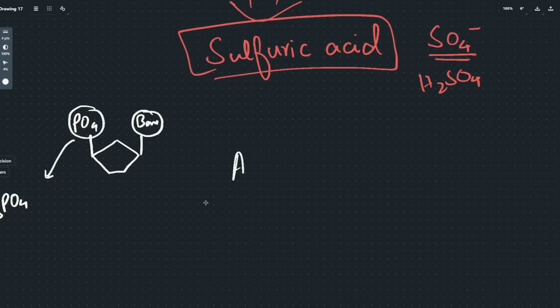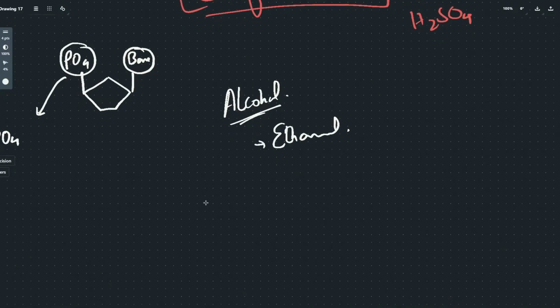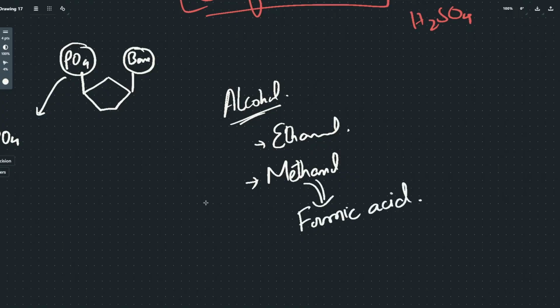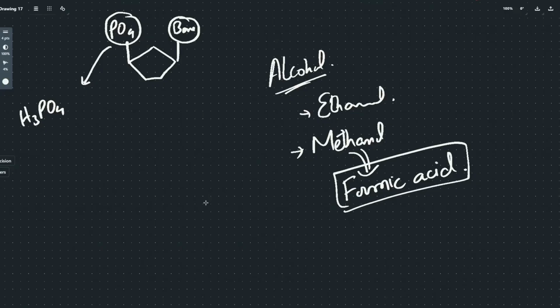For example, not the normal alcohol, the ethanol that is used for drinking, not that one. There is a toxic form of alcohol, which is methanol or methyl alcohol. Methyl alcohol can produce another acid called formic acid. Similarly, many drugs and chemicals and other substances produce lots of acids. So lots of acids are being produced in our body.